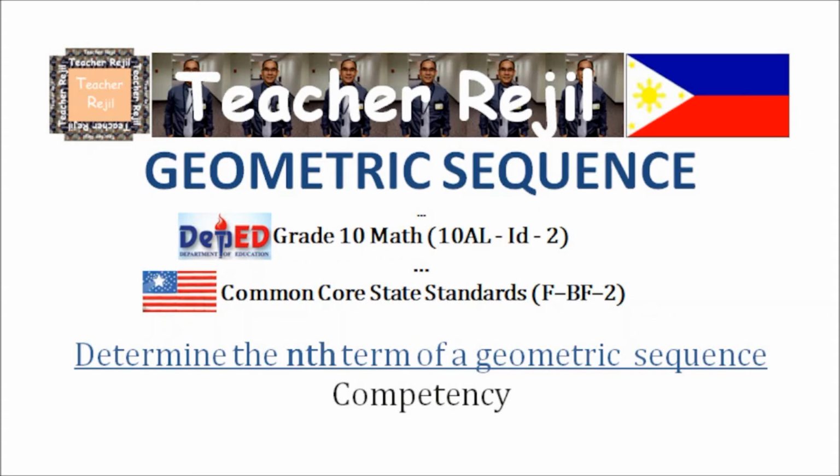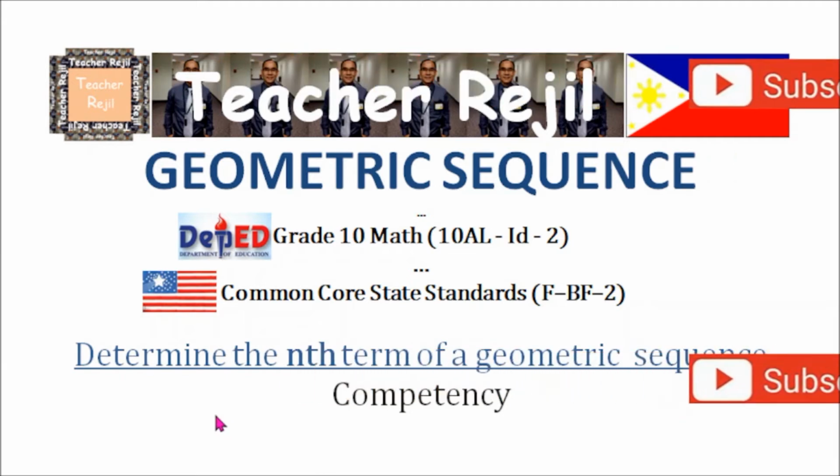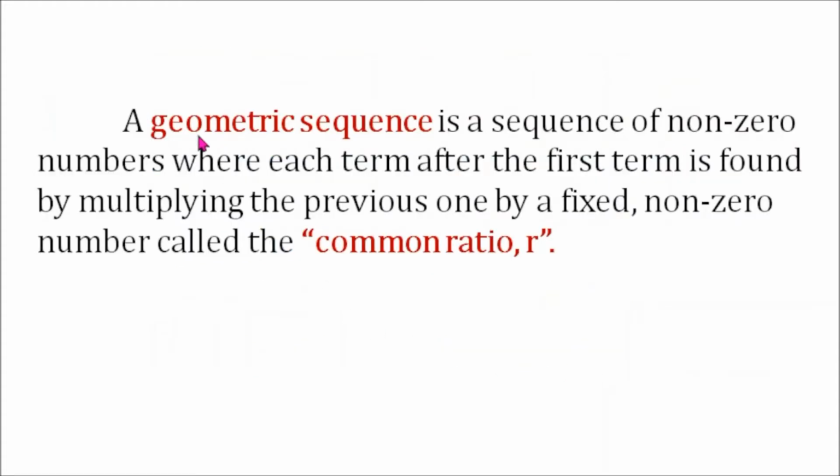Hello everyone. In this video, we are going to discuss how to determine the nth term of a geometric sequence. A geometric sequence is a sequence of non-zero numbers where each term after the first term is found by multiplying the previous one by a fixed non-zero number called the common ratio.